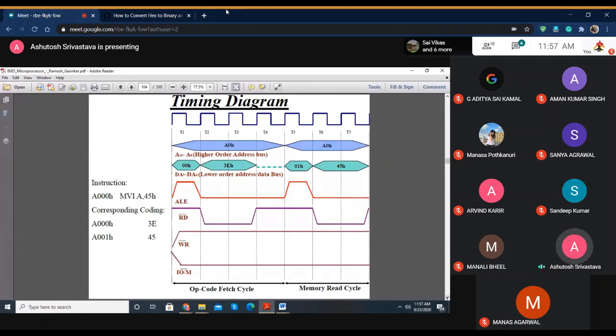Let's take another example. You have an instruction in which you want to have a value of 45 in your accumulator. You want to immediately move the value 45 into your accumulator. So its corresponding hexadecimal codes are 3E for MVI A, move immediate A, and 45 is the value that you need to assign to your accumulator.